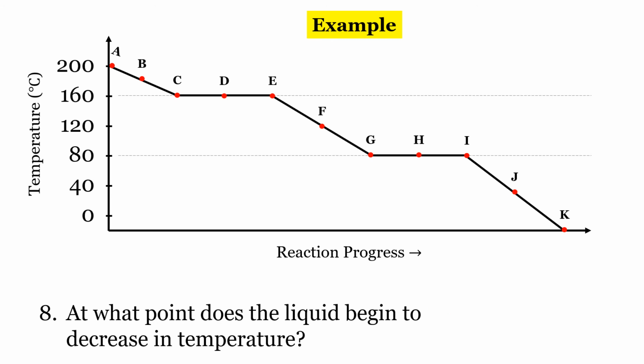At what point does the liquid begin to decrease in temperature? Now, this is kind of a tricky question because it says, at what point does the liquid begin to decrease in temperature? So we know that we're a liquid basically from E to G. So the point at which we begin to decrease in temperature is right here at point E.